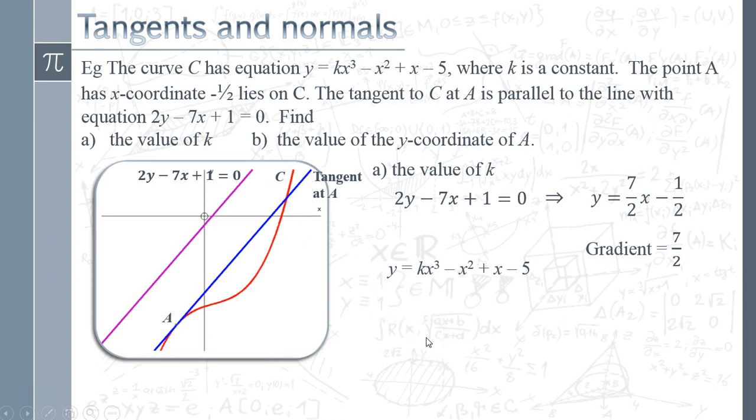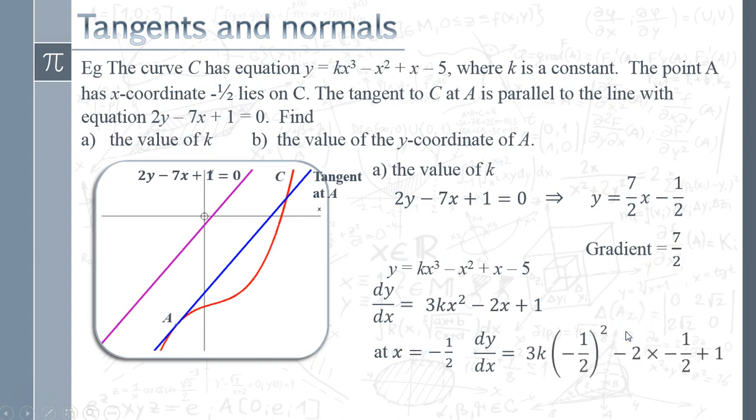So for the gradient of the curve, we need to do a bit of differentiating. Let's take our equation here and differentiate it. Don't worry about the k, that's not going to change. What's going to happen is we bring that 3 to the front, and so we end up with the gradient function for the curve. So we've got our gradient function in terms of k, and we're interested in what happens when x equals -1/2. So let's put that into our gradient function. There it goes.